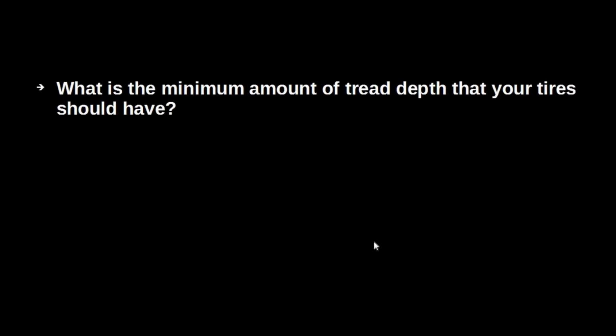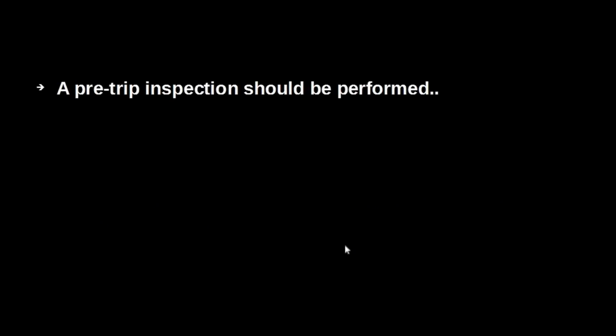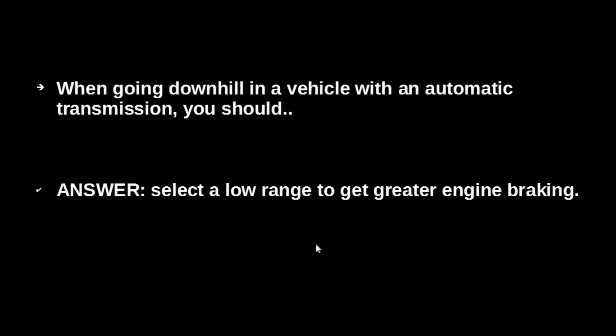What is the minimum amount of tread depth that your tires should have? 4/32 of an inch on the front wheel tires and 2/32 of an inch on all other wheel tires. A pre-trip inspection should be performed before each trip. When going downhill in a vehicle with an automatic transmission, you should select a low range to get greater engine braking.